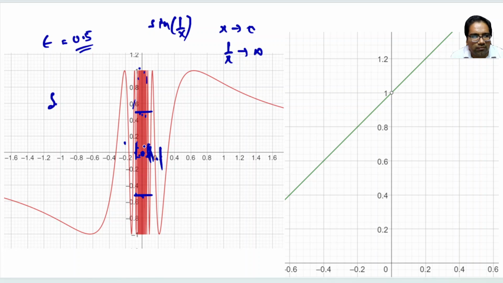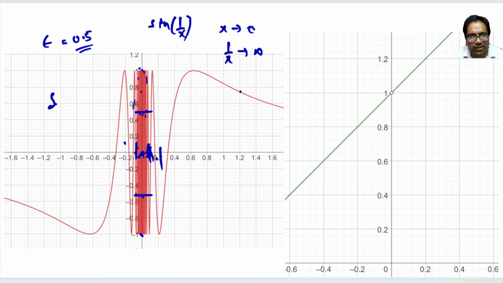But here, whatever delta that you take, the value of the function is always going to 1 and minus 1. So there is no delta that can be taken to restrict the value of this function between this point and this point. So the limit does not exist when x equals 0.